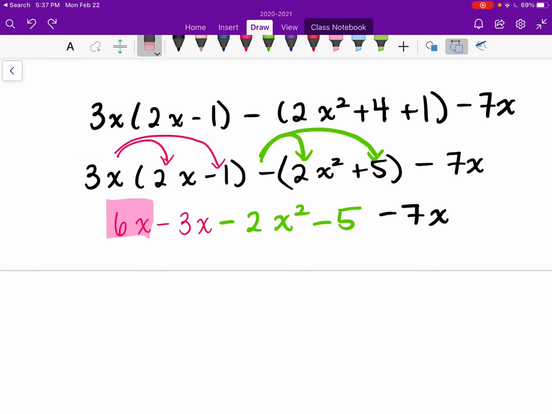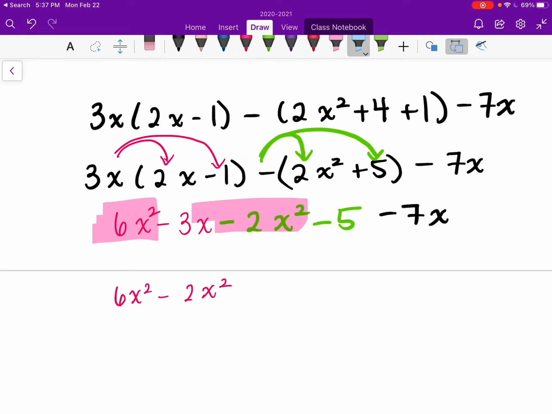So I'm just going to go back and delete this. I actually made a mistake here. It should be 3x times 2x, which is 6x squared, right? So now that changes things. So I have this 6x squared. What can I go collect? Negative 2x squared, right? So let's do that. I'm just going to rewrite it as 6x squared minus 2x squared.